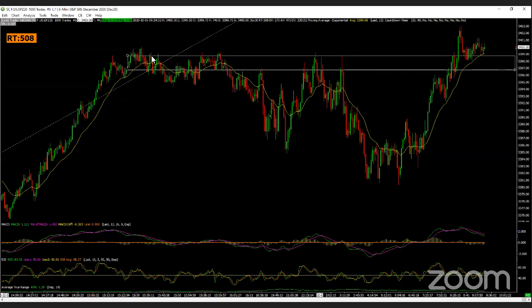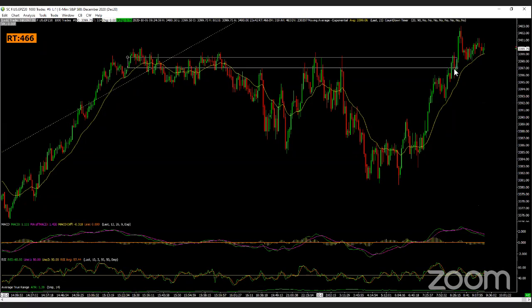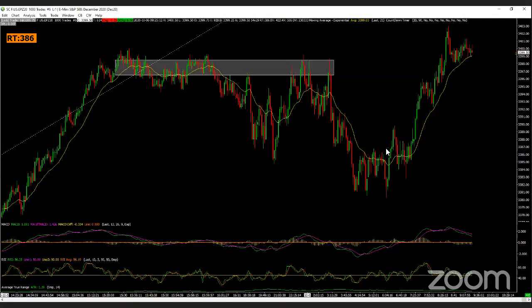Shave off a little bit some wicks right here. Keep an eye on this right here. But right now we're having more of a range or a spike. I'm not too sure what's going on.